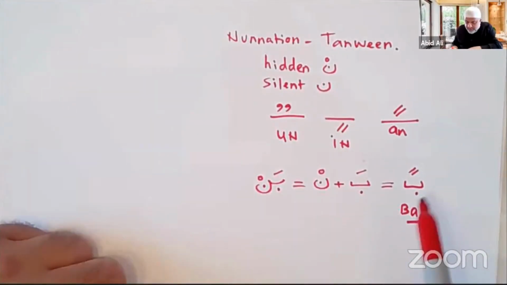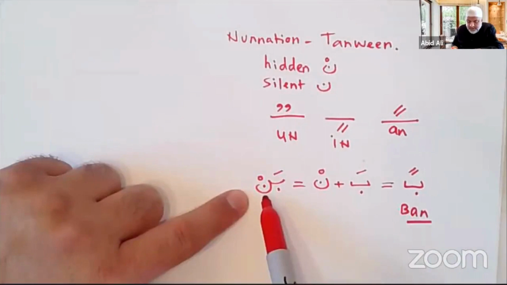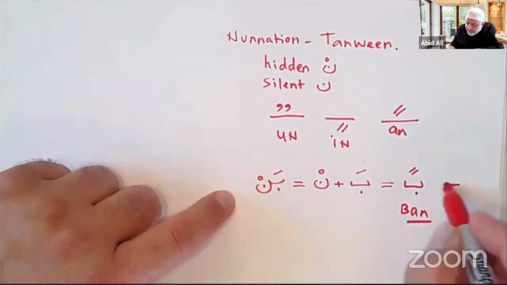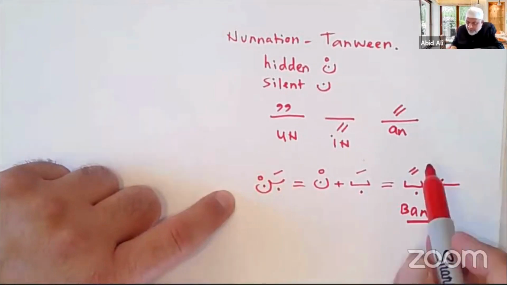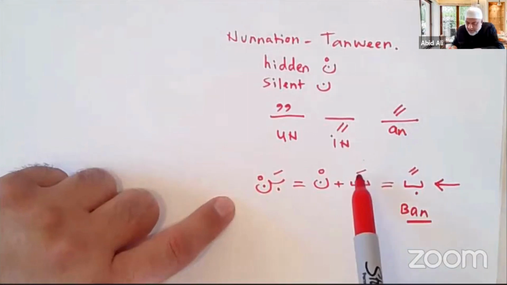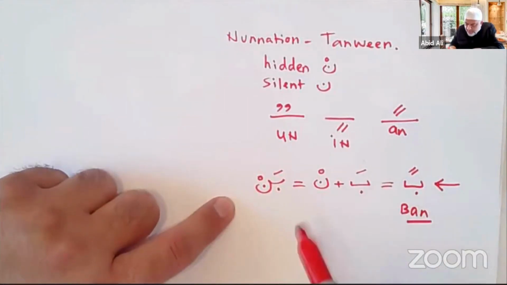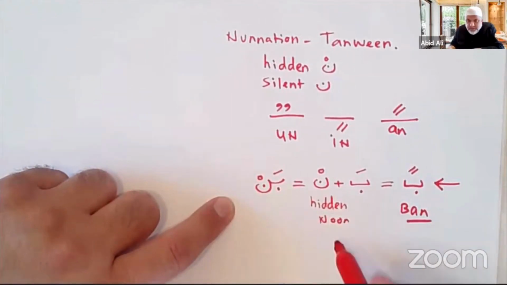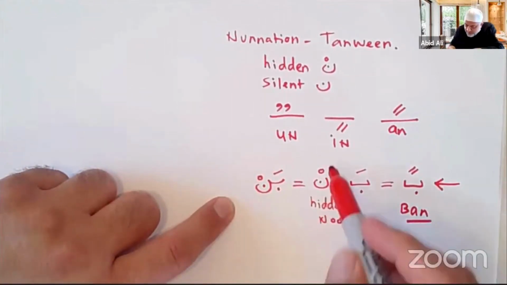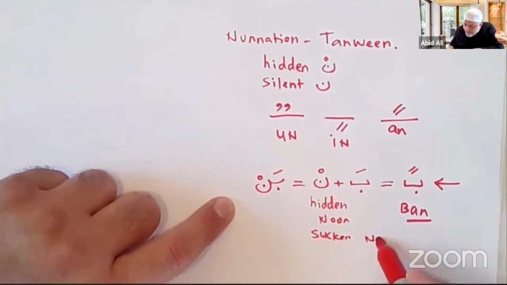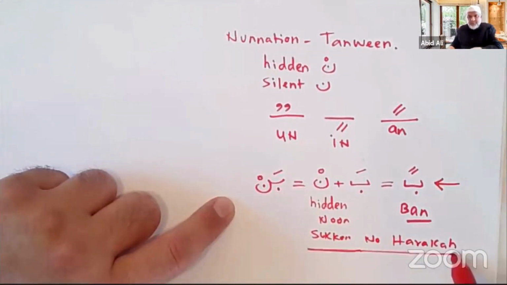If you write it like this, you will not see it like this, but you will see this variation. So when you see a letter with a double fatha, the picture in your mind should be: oh, there is a letter ba with the fatha, plus there is a hidden noon with sukoon in here. And why is there a sukoon? Because sukoon means no haraka. Is that making sense? Okay.